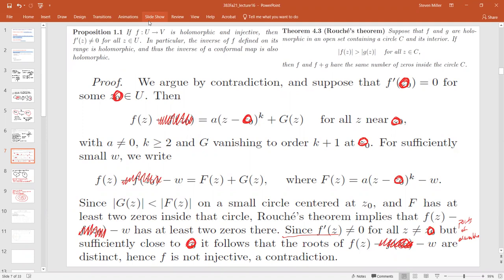Right. So if you happen to have two solutions that were the same, if you had a double root, then locally near that, you could write it as zero plus some constant times z minus z1 squared. And then when you take the derivative, you would get zero. And that violates the fact that the derivative is not zero in the small neighborhood.